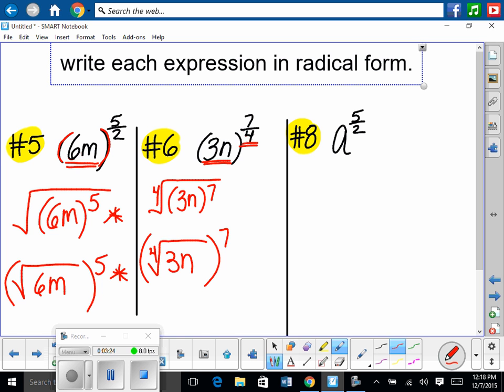Next one, we have a to the 5/2 power. This one's quite easy. It's a square root of a to the 5th power. And we're done.